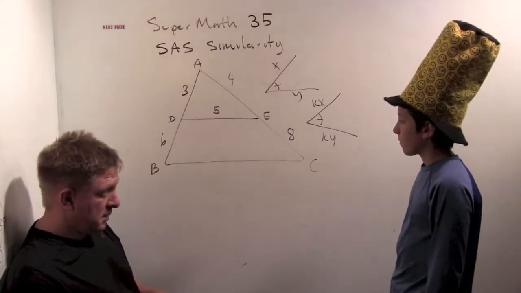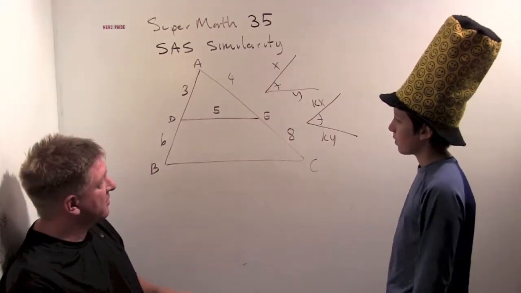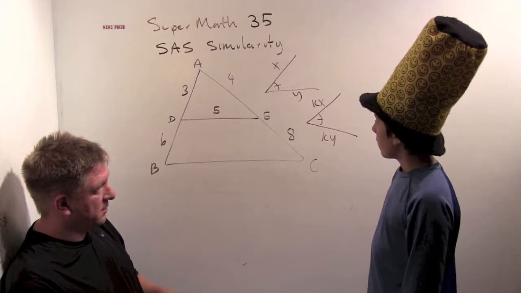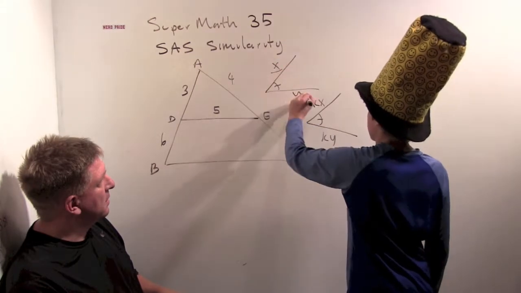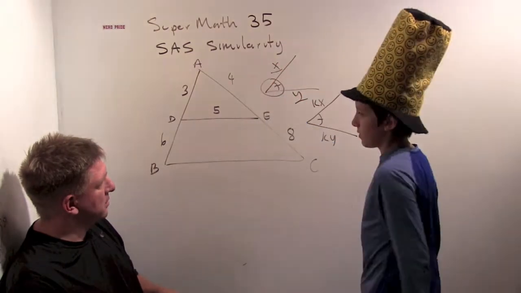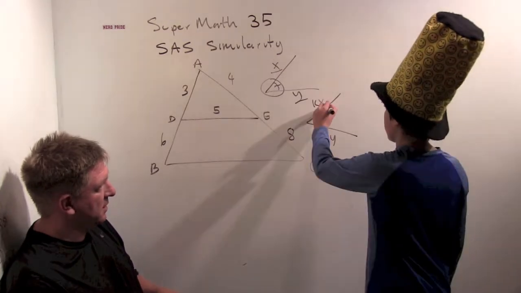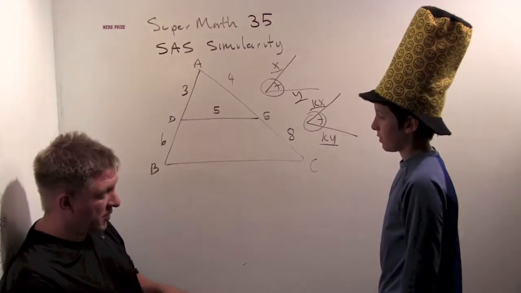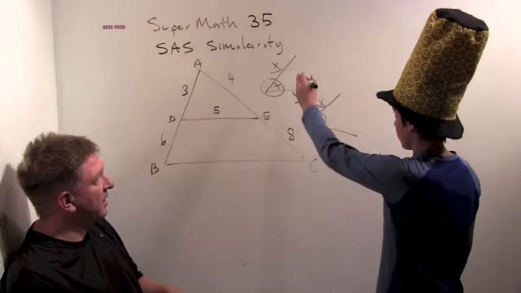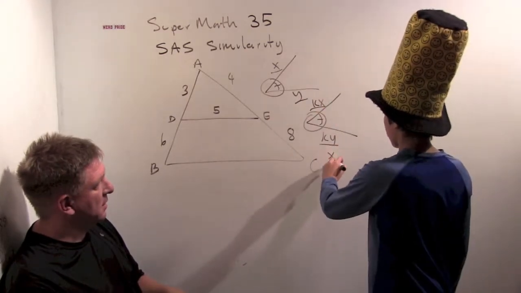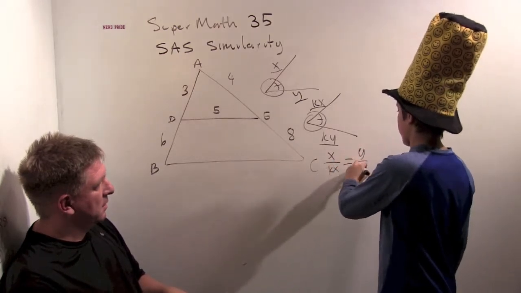And how do we test whether we have this situation? What do we use to find that out? Well, we need these lengths and the measure of this angle. And once we have those, what do we do to test that this is multiplied by some number K? We want X over Kx to equal Y over Ky.